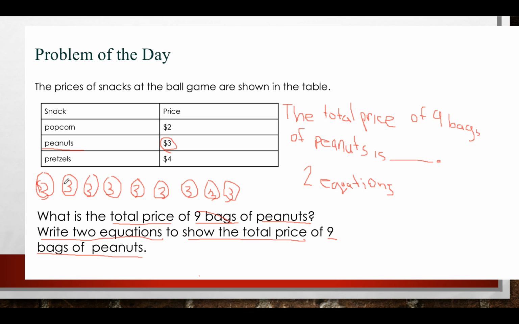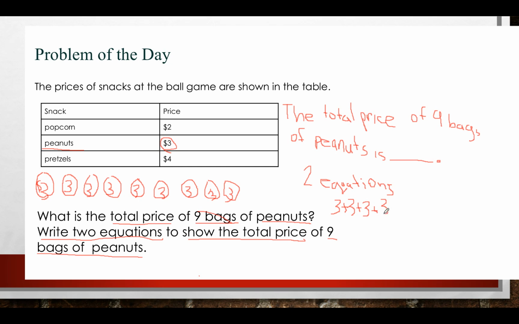So if this one was 3, this one was 3, this one is 3, this one is 3, what are we doing? Yes, we're adding, but we're also multiplying. And the reason why we're multiplying is because we're using repeated addition, because we have the same number repeating over and over again. So the two equations that we can write would be 3 plus 3, and we will keep adding 3, and we will add 3 how many times? Yes, we will add 3 9 times.